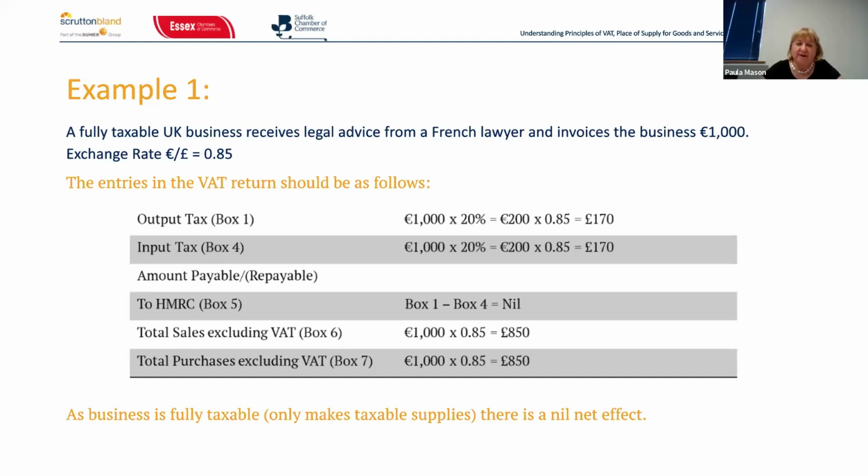In box 6 of the VAT return, they would put the net amount of the supply, which would be £850 in sterling, and total purchases, excluding VAT, would also be £850. So as I previously stated, as the business is fully taxable, it only makes taxable supplies. There is a nil net effect.